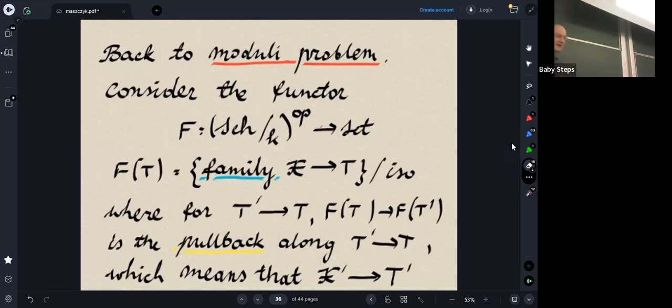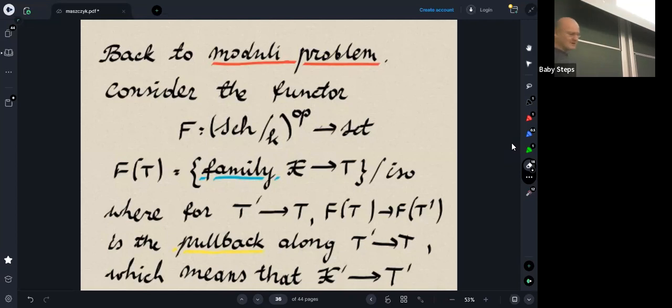By family, I mean that I have some scheme X, and a morphism of schemes to some scheme T. The word family means that the fibers of this map are the things you want to classify in this family. Okay. How to make it a functor?